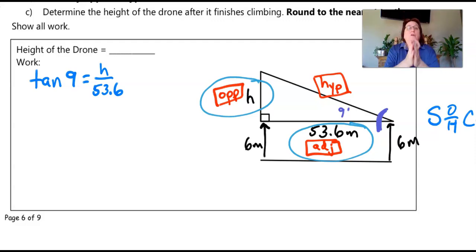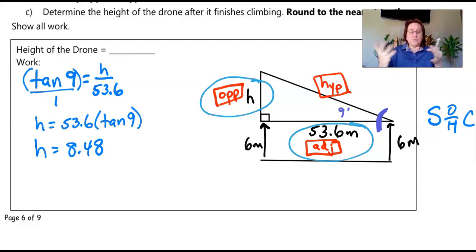All right, guys, now go solve for H. Go work this through and solve for H. And now, I just want you to tell me what you get for H, not for the height of the drone, not for the total height. I just want you to tell me, what do you get for H?